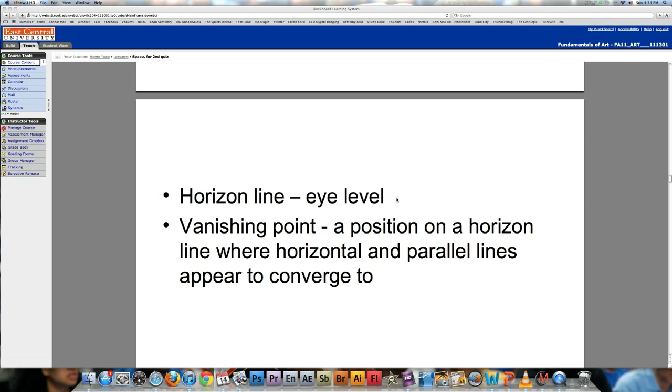In 1-point perspective, there's one vanishing point. In 2-point perspective, there's how many vanishing points? There's 2, right. In 3-point perspective, there's 3 vanishing points. And that's where all horizontal and parallel lines appear to converge to, these vanishing points.